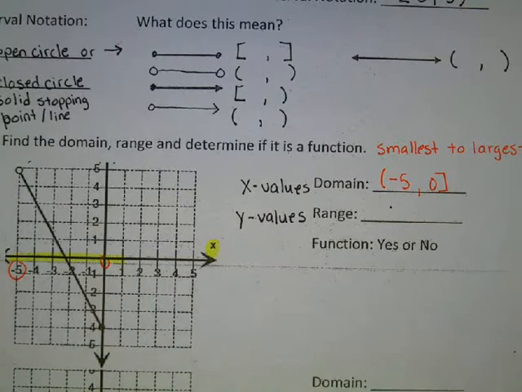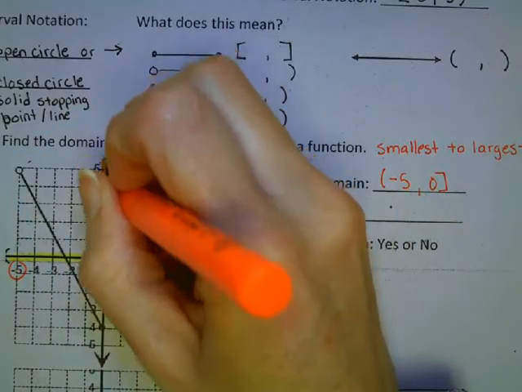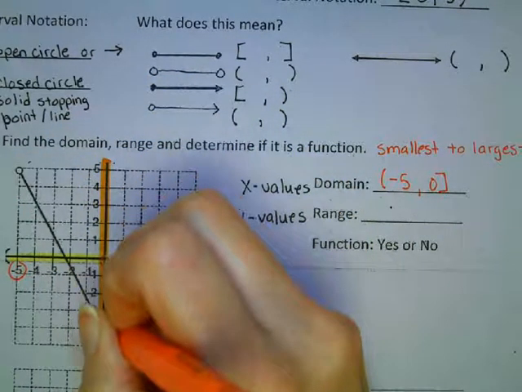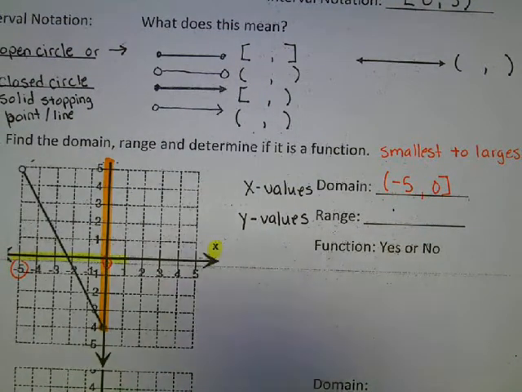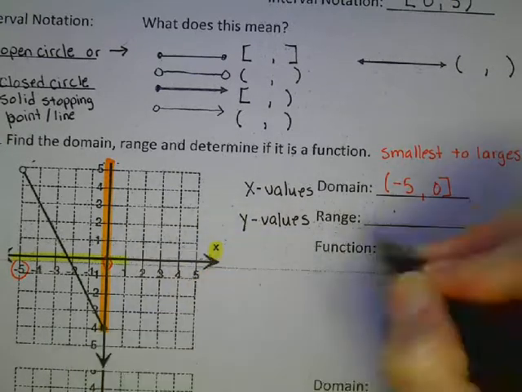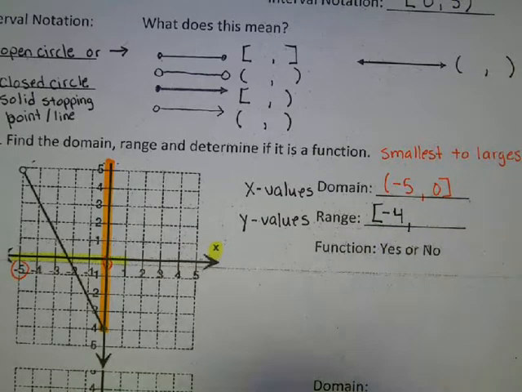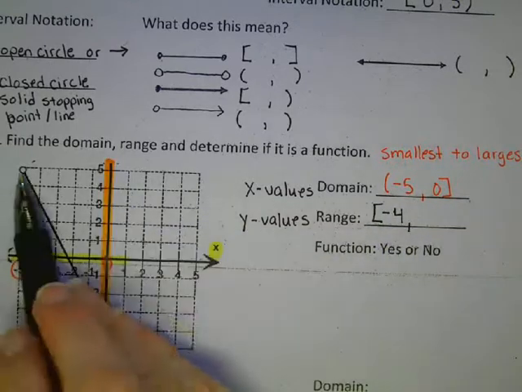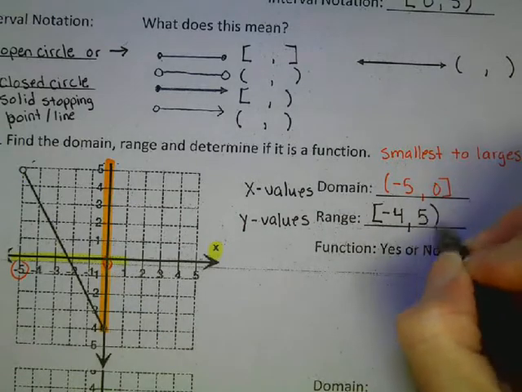The y value is your range. This is your y-axis, so we're going to be looking at numbers on the y-axis. The smallest number you see on the y-axis is down here at -4, and at -4 we have a solid point, so I'll put a bracket at -4, and it goes all the way up to an open circle at 5, so we'll put 5 and then a parenthesis.